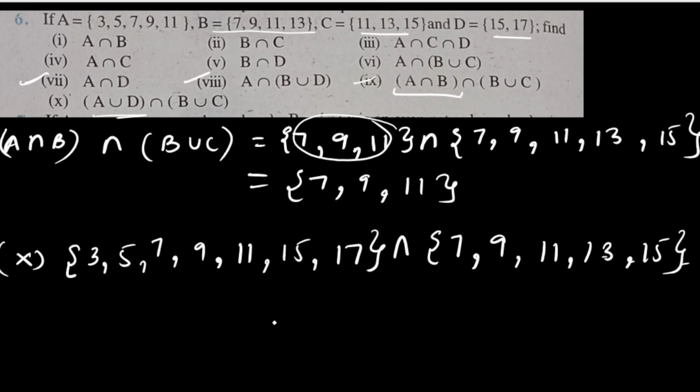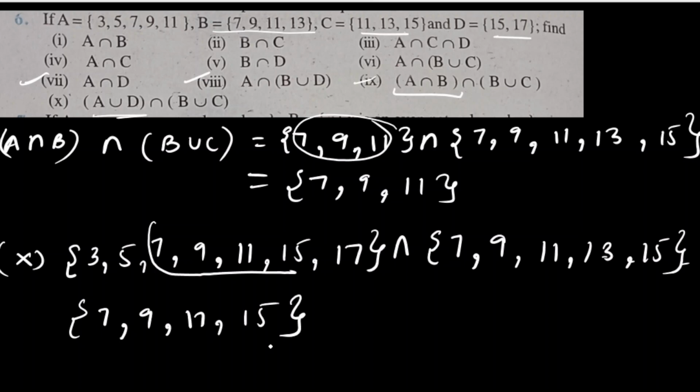Now its intersection means only common elements. Common elements start from 7, 9, 11. In A union D, 7, 9, 11 is there. Let's write. Only common we have to write. Then 13 is not there, 15 is there. So this is the answer of the 10th part.